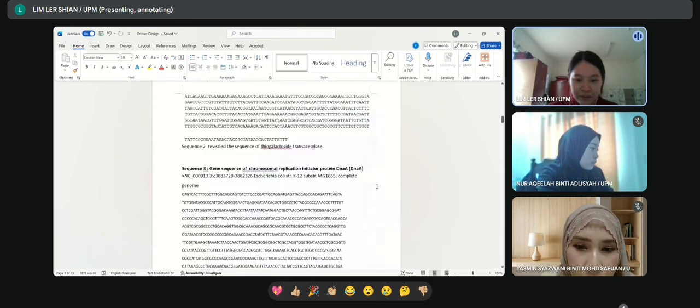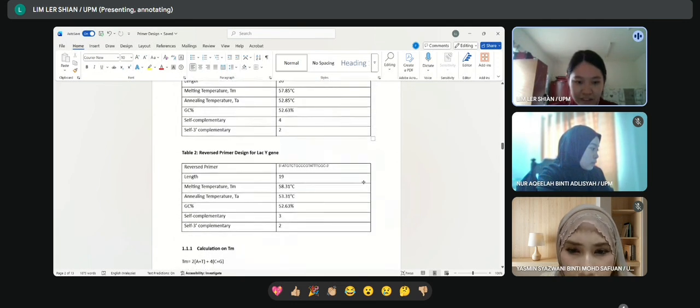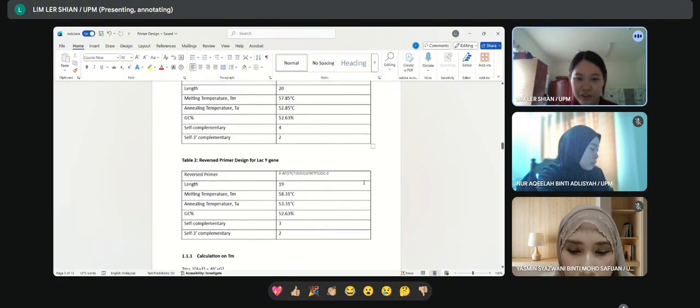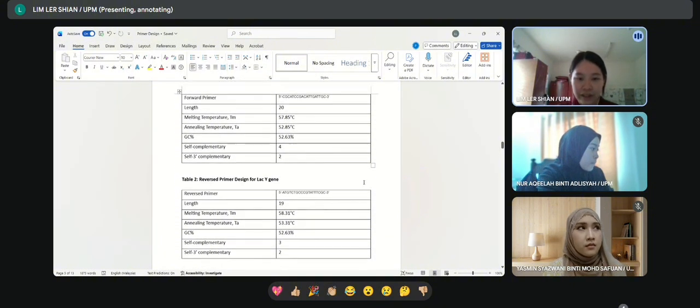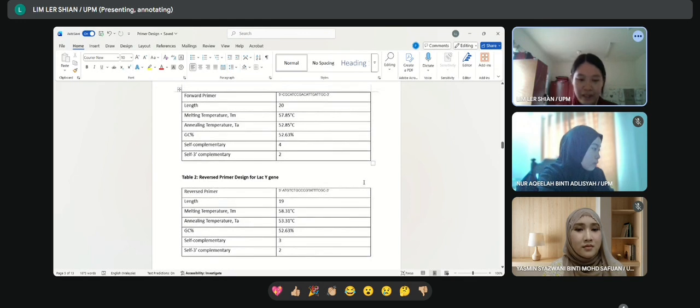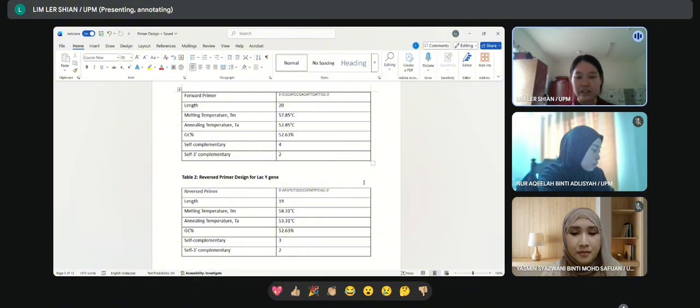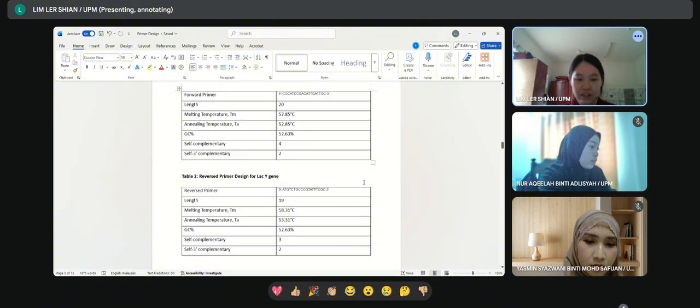So for this primer, the TM value is 58.31, which is almost close to my forward primer, and the GC content is the same, but in terms of self-complementarity, it is lower than the forward primer, meaning that it has a low ability to form a secondary structure or hairpin structure, which is better for a primer.